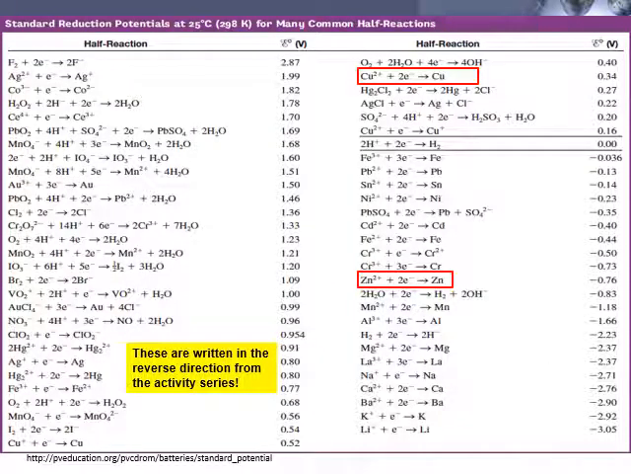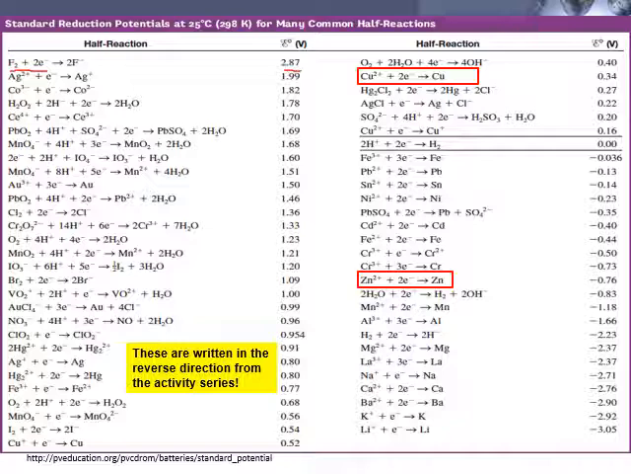This is how it would be written. So you see everything is written from the standpoint of something that's gaining electrons. If you look at the top here, you've got F2, which is a halogen, so that's telling you right off the bat that it's really going to want to gain electrons, right? It's the most electronegative element. So F2 plus 2 electrons going to 2F minus, you've got a huge potential for that to happen. And it's a positive potential, so that's very likely to happen.